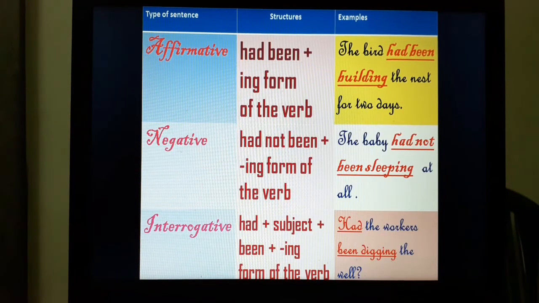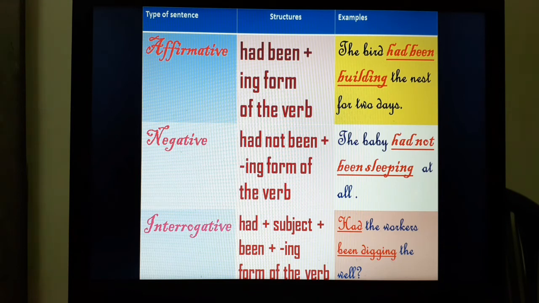Here goes the structure of past perfect continuous tense in the affirmative, negative, and interrogative sentence. Structure in affirmative, it is had been plus ing form of the verb. Example, the bird had been building the nest for 2 days. In negative, had not been plus ing form of the verb. Example, the baby had not been sleeping at all. So, had not been sleeping.